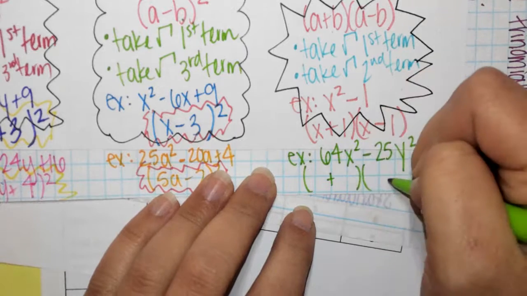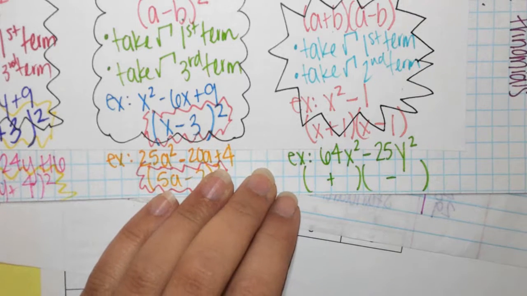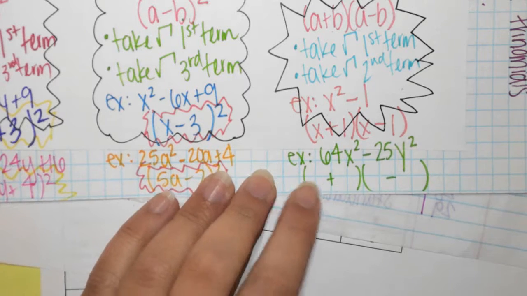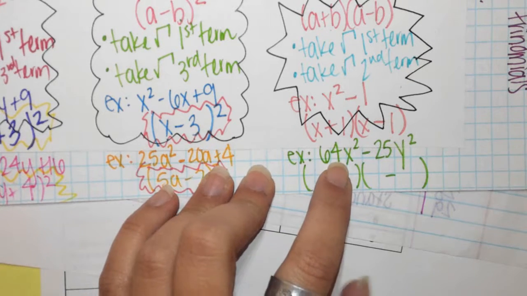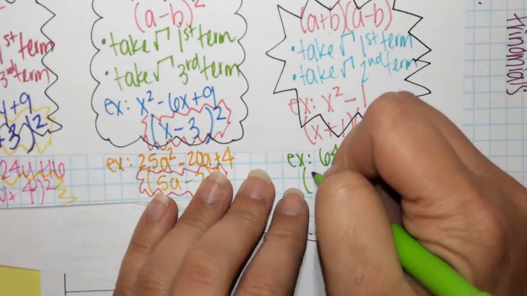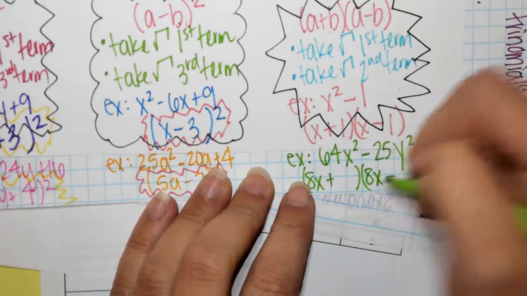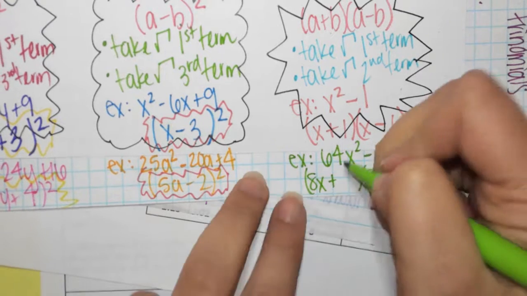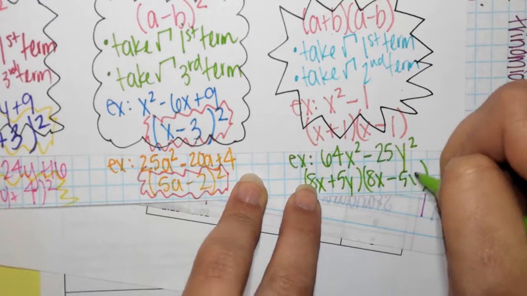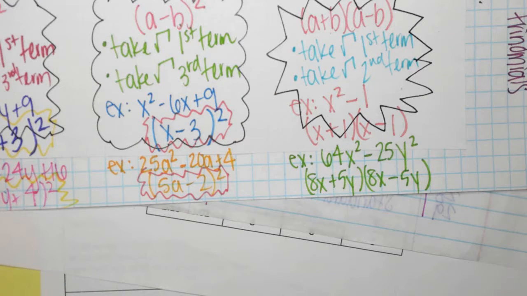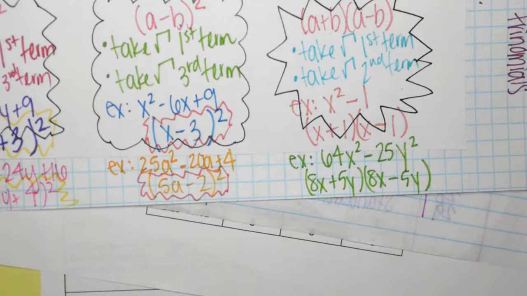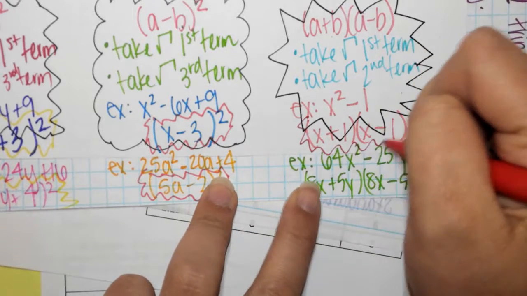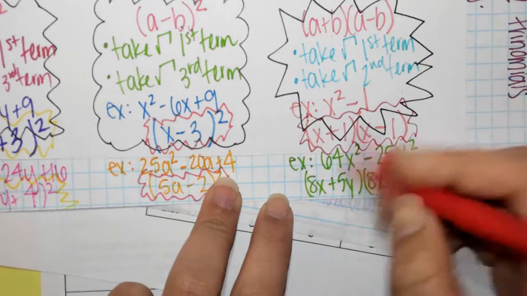We're going to have a plus and a minus. Alright, so you take the square root of the first term. What's the square root of 64x squared? 8x. What's the square root of 25y squared? 5y. And you're done. So that's okay. You have two variables. Because I got confused on that yesterday. I didn't know if I could.